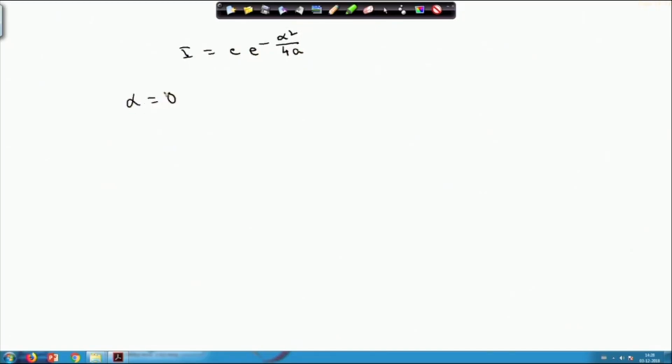Whenever alpha is 0, what will you obtain? Your I at alpha equals 0 is nothing but root over 2 by pi, integral 0 to infinity e power minus a t square into dt. You will obtain this: I at alpha equals 0 equals, that cos term will not be there, so that will be 1. So, integral 0 to infinity e power minus a t square dt.